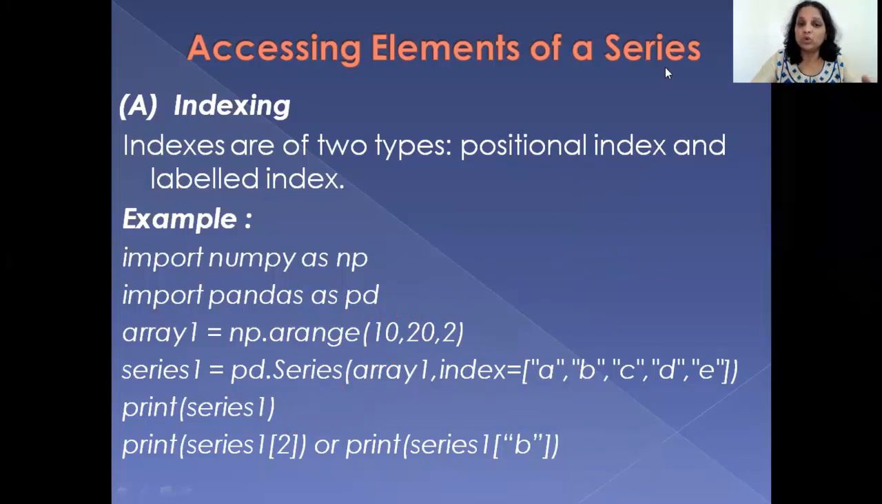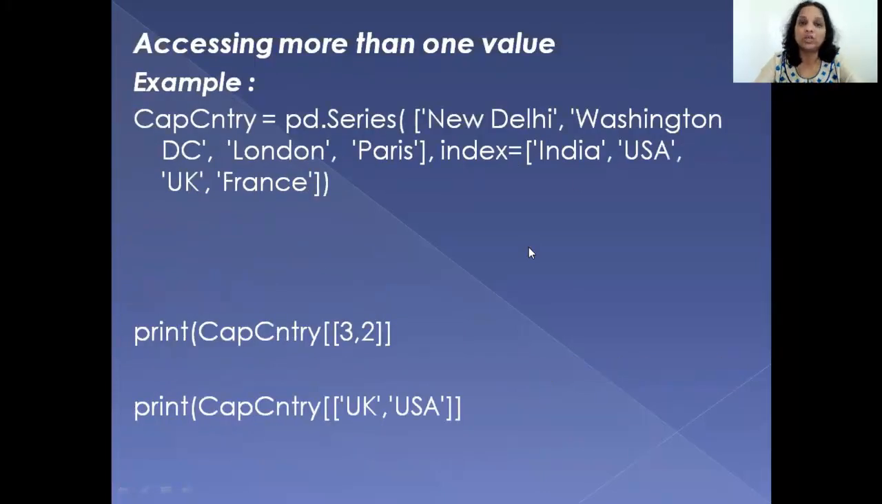But what we need to know here is that this method was allowing me to access only one single element, either using positional index or labeled index. What if I want to access more than one element? Then what can I do? In that case, we could provide a list of positional indexes or a list of labeled indexes.